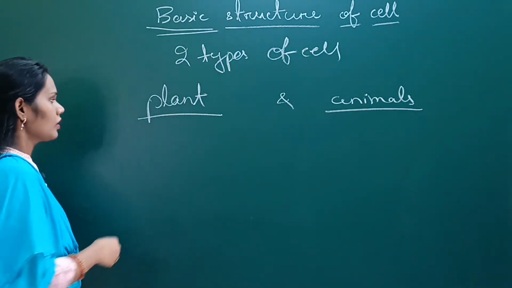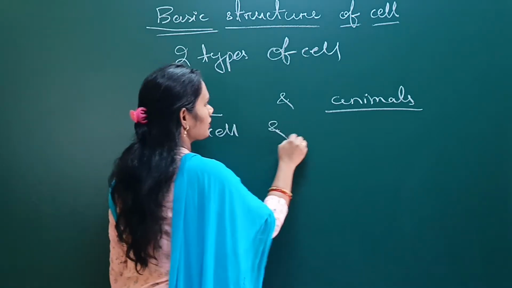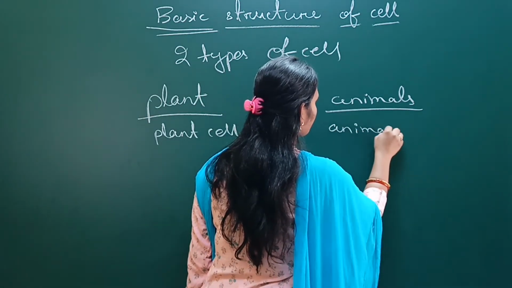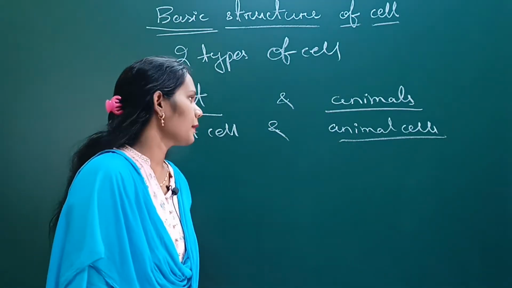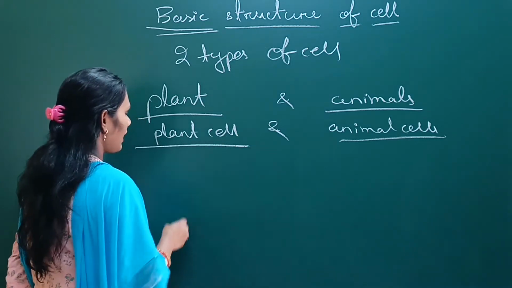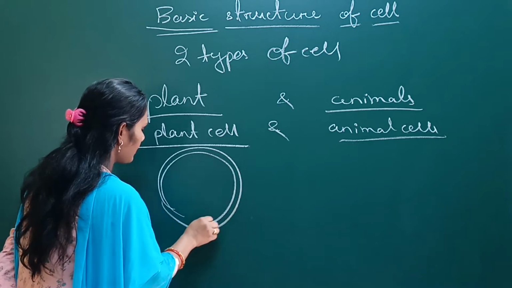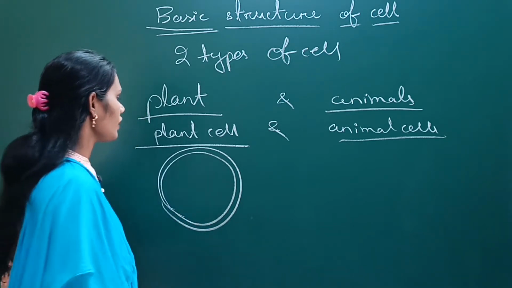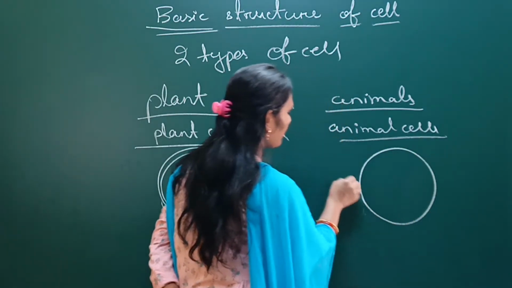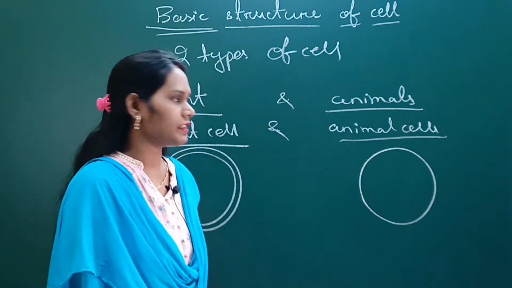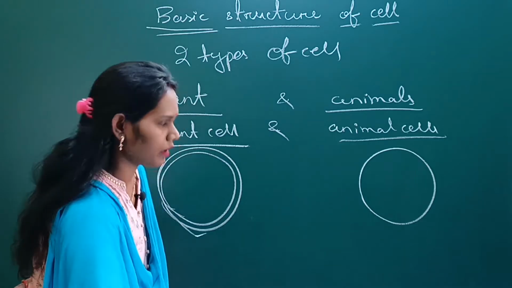So one is the plant cell and another is the animal cell. There is a difference between plant cell and animal cell. In plant cell there are two outer coverings, but in animal cell only one outermost layer is present, and in plant cell there are two outermost layers.